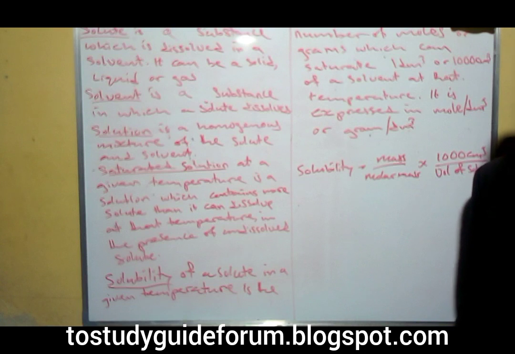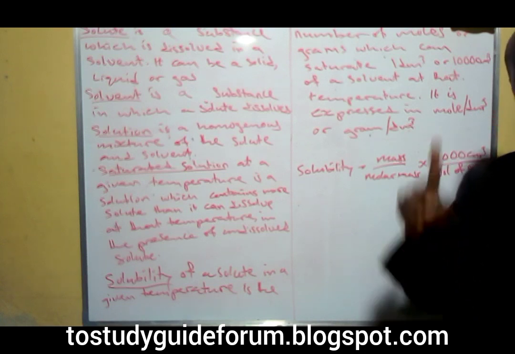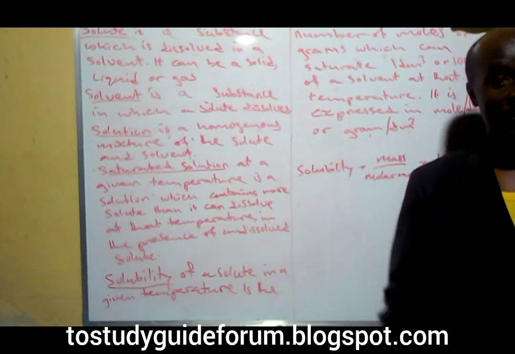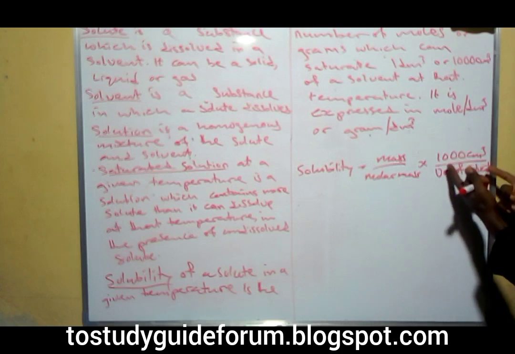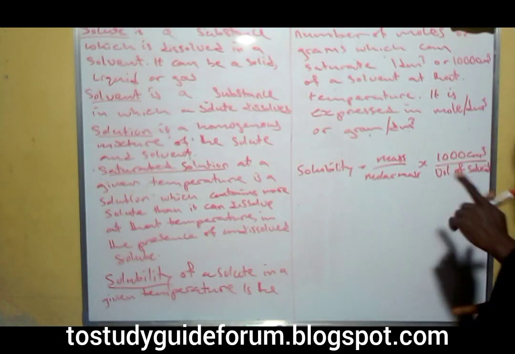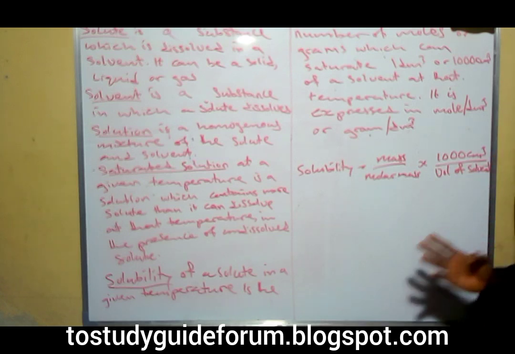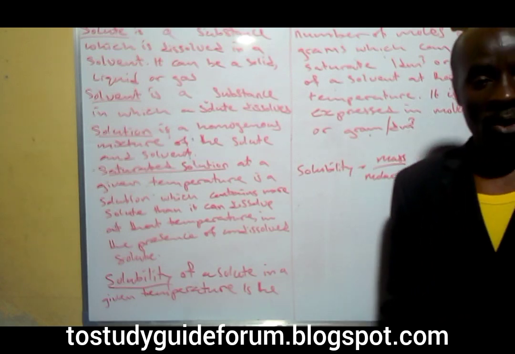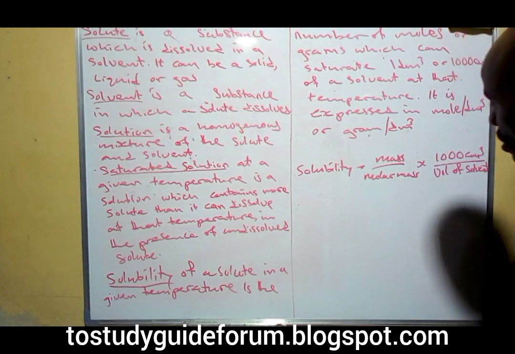We use this thing as our standard of measurement: 1 liter, 1 dm cube, or 1000 cm cube. So this 1000 cm cube can also stand for what? 1 liter, 1 dm cube, as the case may be, depending on the question you are giving.